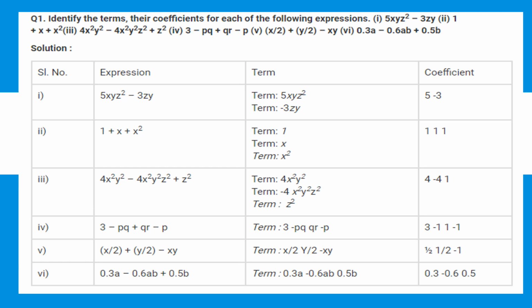Fourth sum, 3 minus pq plus qr minus p. So what happens? 3 minus pq, it is one term. Qr minus p is the second term. X by 2 plus y by 2 minus x, that is the second term. So the entire thing is considered as a term. So what you get here, listen, you get here 3. For the second term, it is considered as minus 1. QR is 1, and for P minus 1. So like this it is worked out.